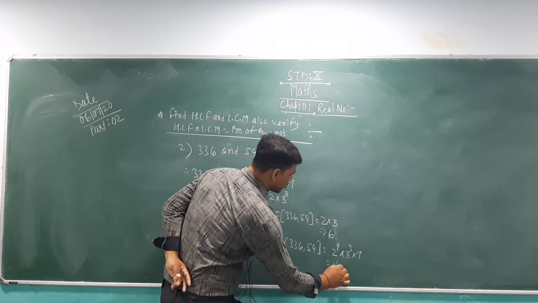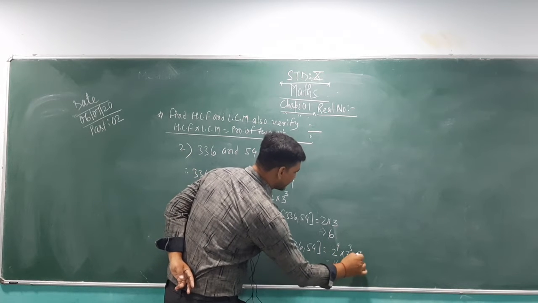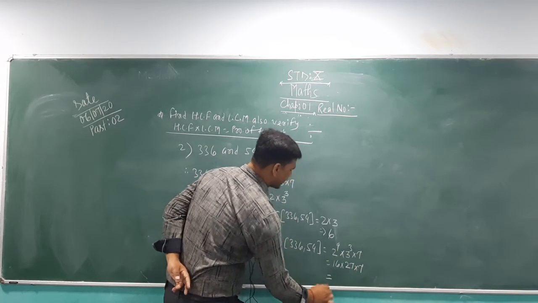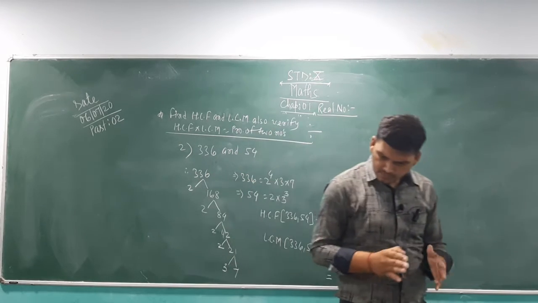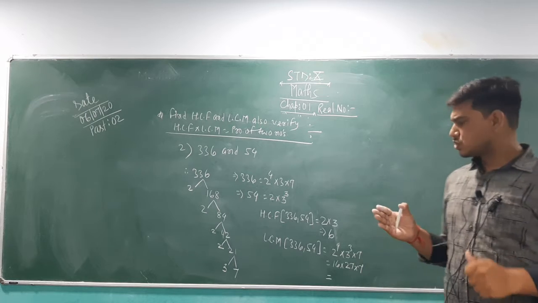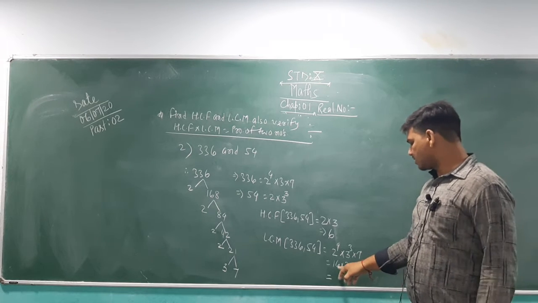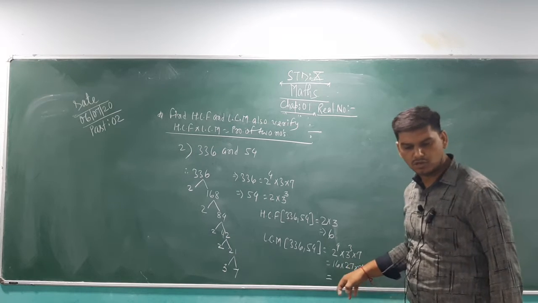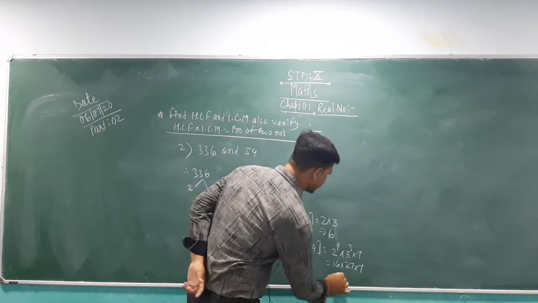So 16 into 27 into 7. If you multiply, 16 sevens are 112, and then times 27, so it should be 3024. It is 3024, the LCM.